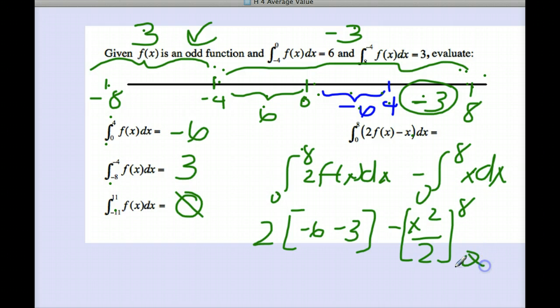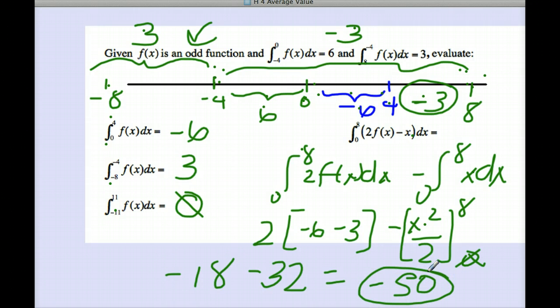Good thing is, if I plug in 0, it cancels, so we're not even going to plug that in, and we get 2 times -9, which is -18, minus, I plug in 8 squared. 8 squared is 64. 64 divided by 2 is 32. So if I add this together, I get -50.